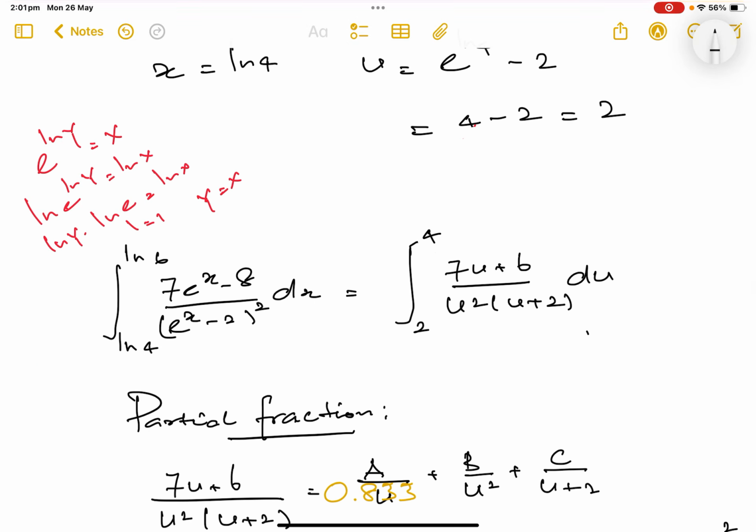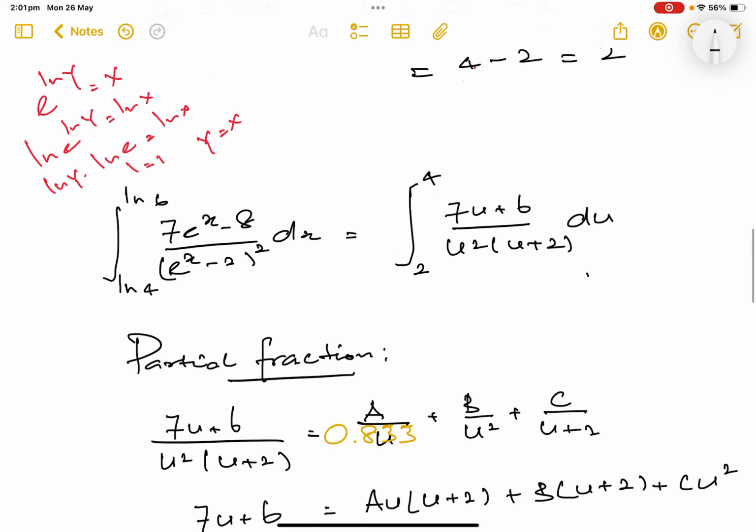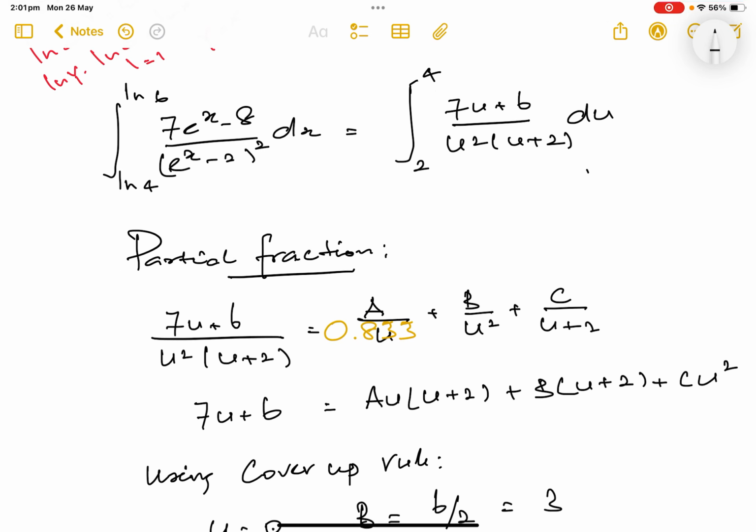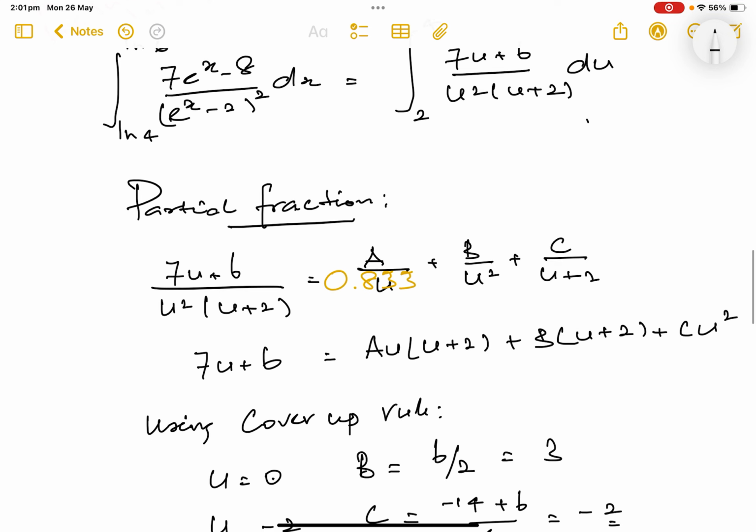Right, let's come to the question. It is the integral from ln 4 to ln 6 of 7e to the power x minus 8 divided by (e to the power x minus 2) all squared dx. But what we have inside the integral sign, we already proved: 7u plus 6 divided by u squared times (u plus 2) du. And the limits we have changed for u: upper limit 4, lower limit 2. So the function in the integral needs to be split into partial fractions in order to integrate.